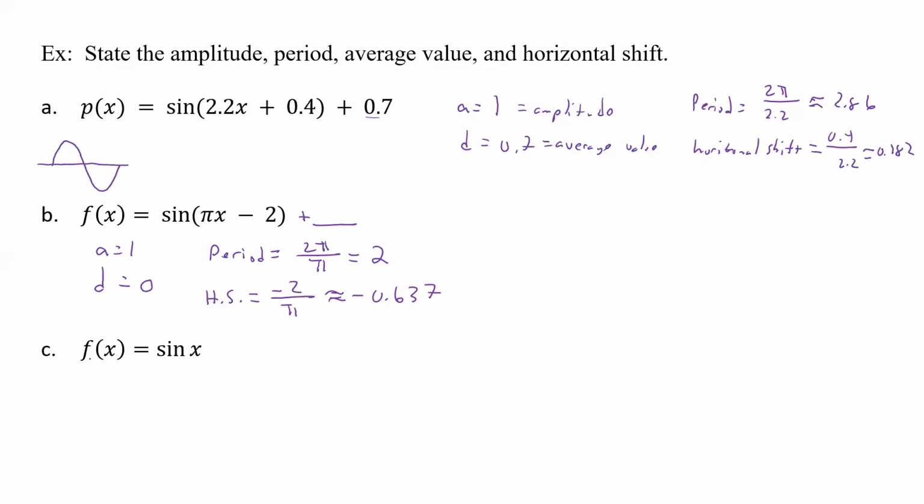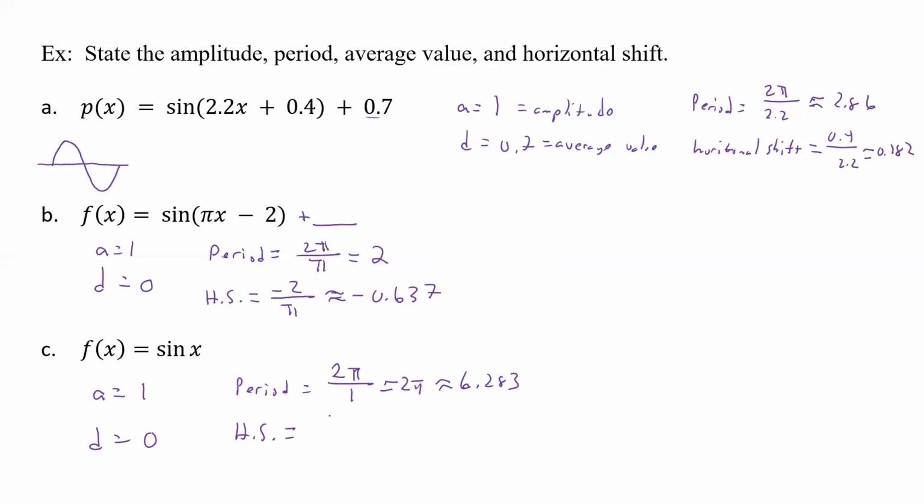Now, what about the plain old sine x? Well, we're getting rid of a lot more pieces inside here now. So what do we do now? Well, that's still what's out in front here. That's just 1. That's our amplitude. D, well, again, there's nothing out here, so that's 0. And the period, well, that's going to be 2 pi divided by b. Well, b, that's still there. That's still just a 1. So that's equal to 2 pi, or approximately 6.283. Okay. And then we have HS, and so that's going to be our C.